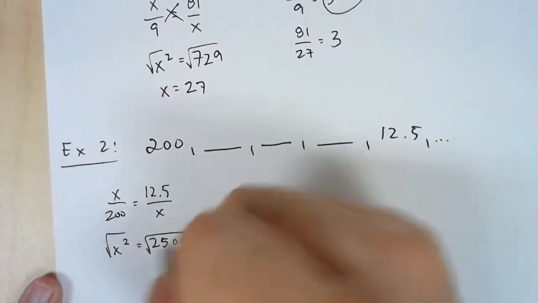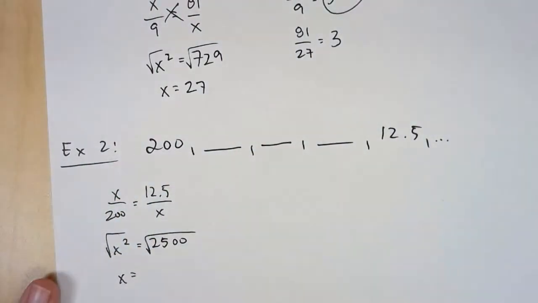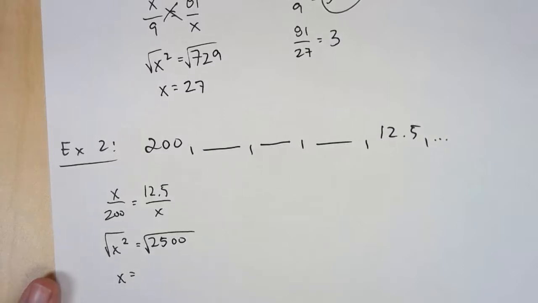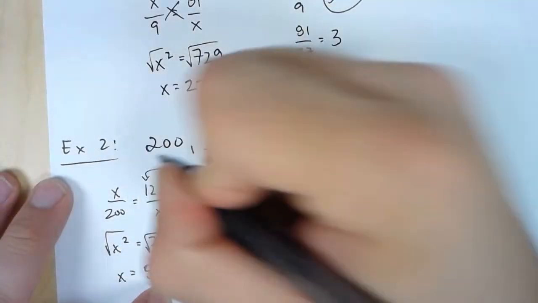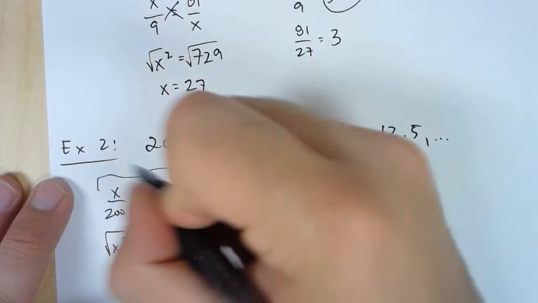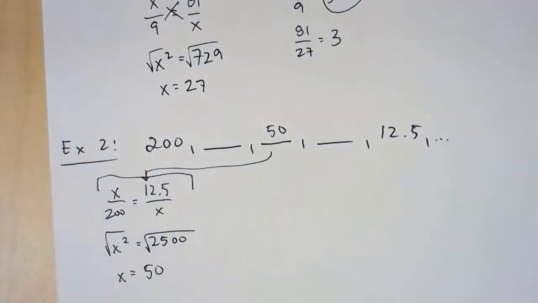Square root both sides, you're going to get x equals, let's see, I'm pretty sure it's 50 off the top of my head. Calculator also tells me it's 50. So that says this middle term right here is 50. So that's the work for this one right here. But we need to find all the missing terms.